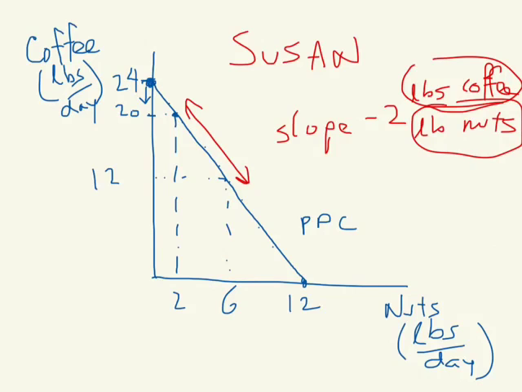And if you want to know, what's the opportunity cost of coffee, though? If the opportunity cost of nuts is 2 pounds of coffee per pound of nuts, then the opportunity cost of coffee is a half a pound of nuts per pound of coffee. So done. If you get a graphical problem, just graph it, then look for the opportunity cost. Done. It's the easiest way.